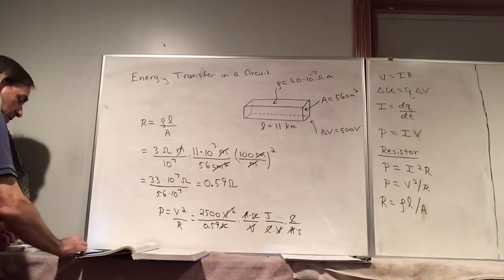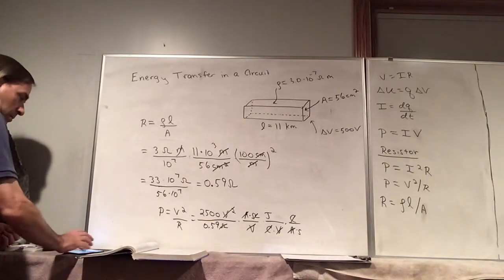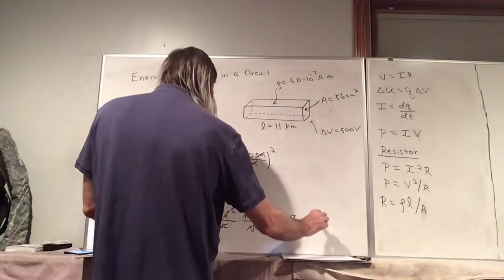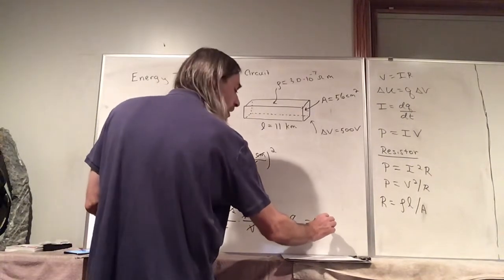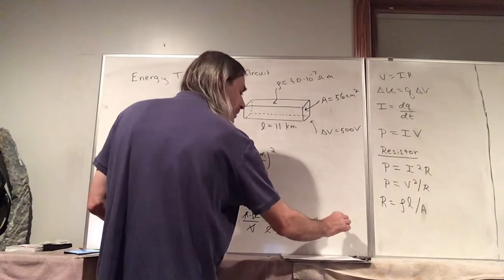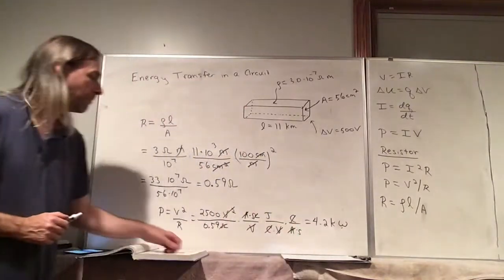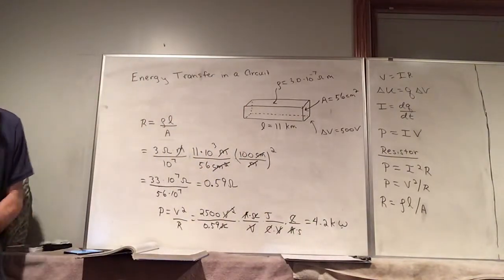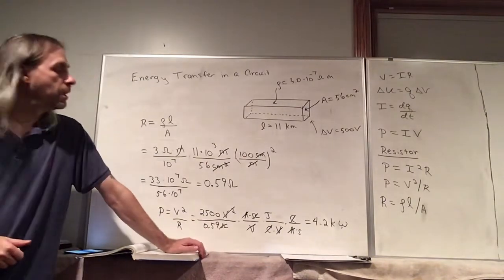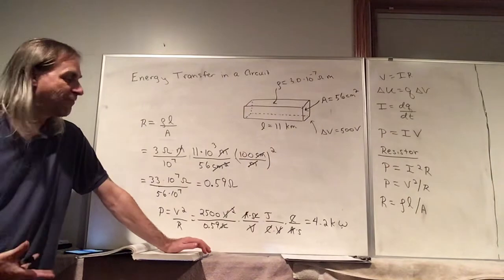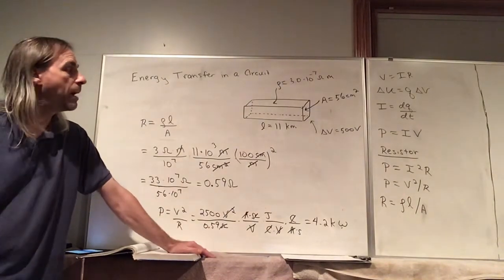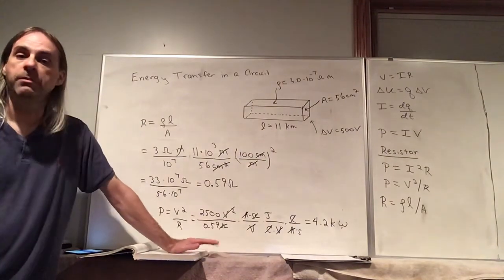So 2,500 divided by 0.59, this would be 4.2 kilowatts. A watt is a joule per second. So we had 4,240, just rounded off to 4.2 kilowatts. So that would be the energy just converted into heat due to the resistance. Okay, so yeah, that'll be it for this one.